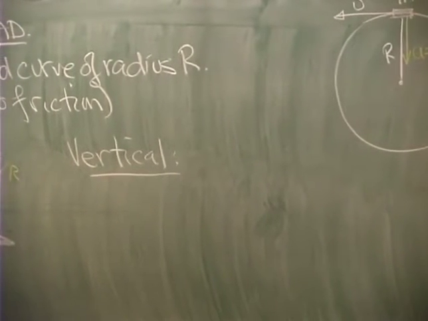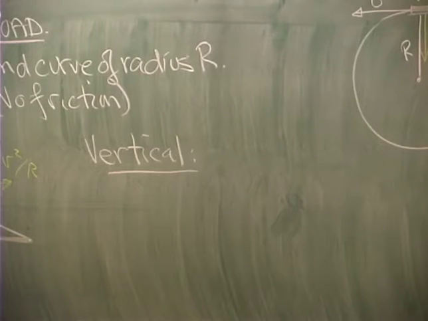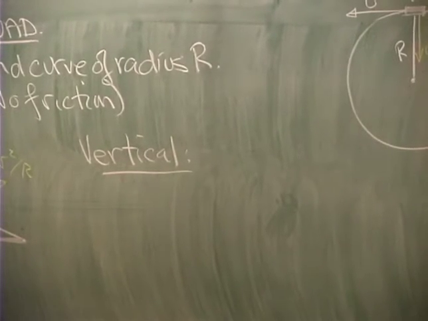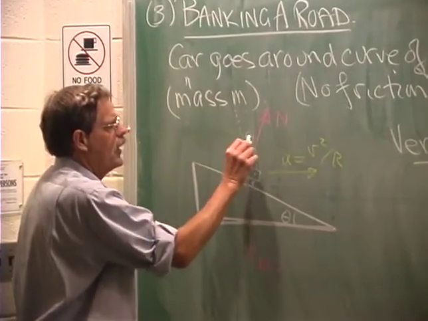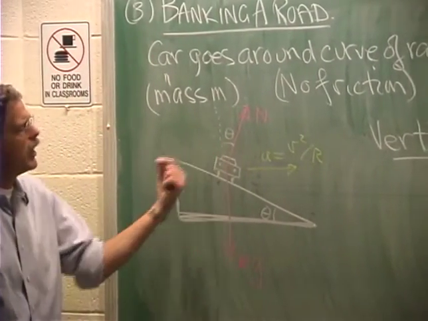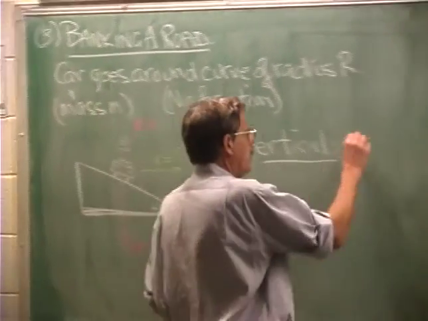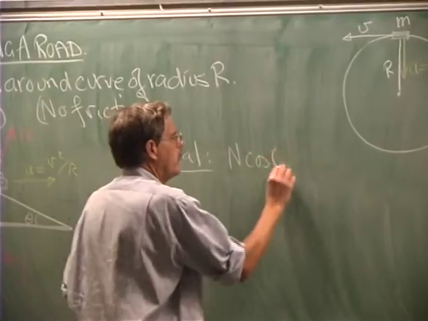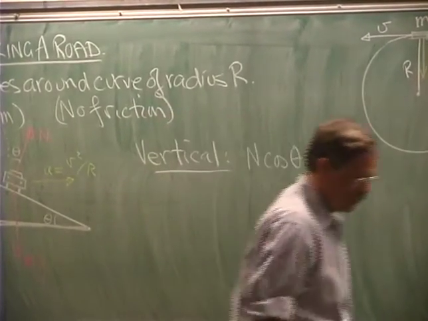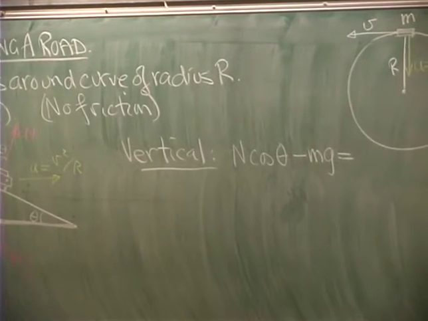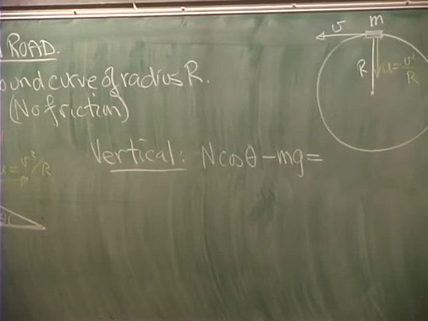I've got mg acting down, and I have a component of N acting up. What component is that? This is the angle theta. It's the nearby side, so it's the cosine of theta that I want. So acting up is N cosine theta. Acting down is mg. What's that equal to? Zero. How come? Not accelerating up and down.